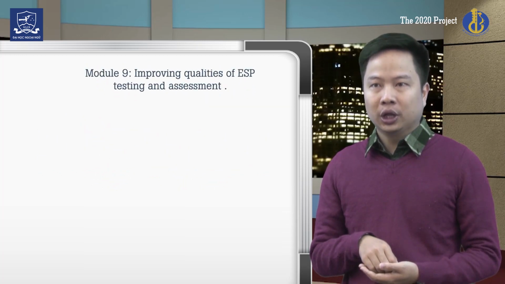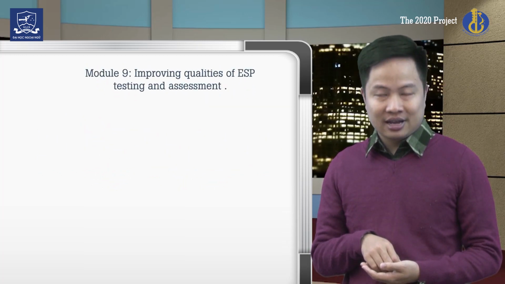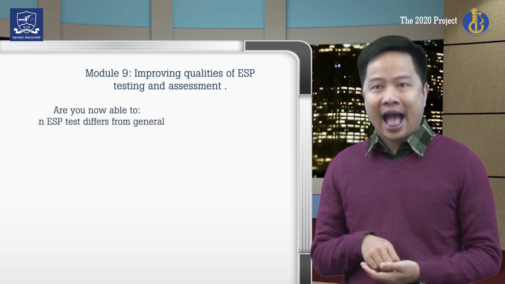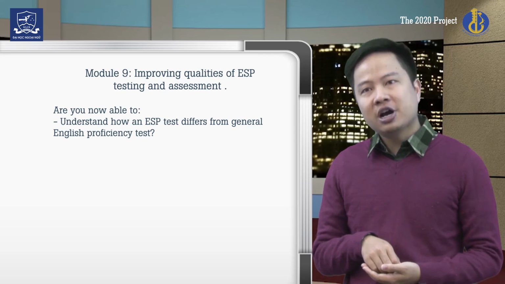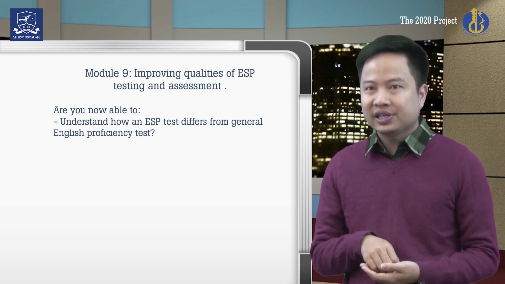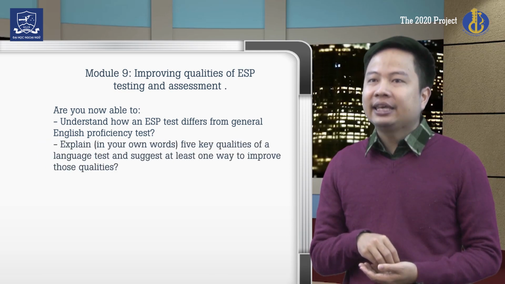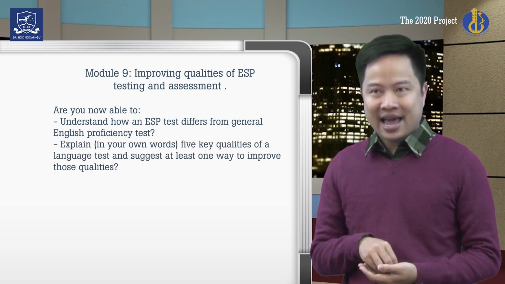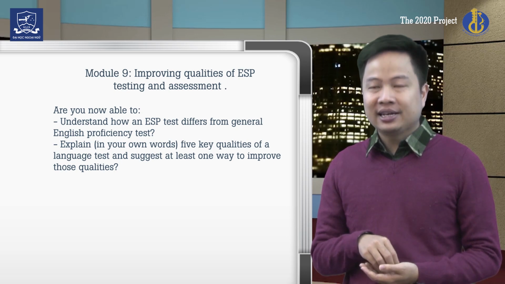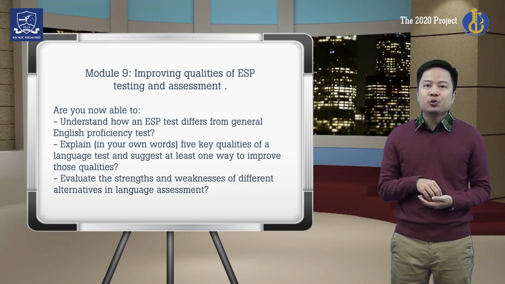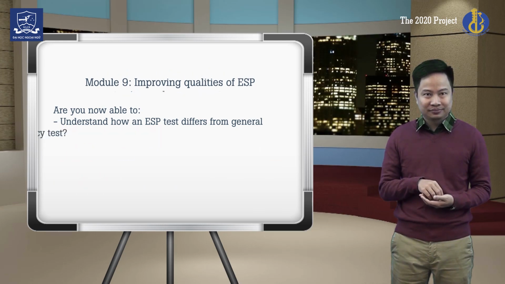In the next module, do you feel confident about the following competences? Understanding how an ESP test differs from the general English proficiency test. Explaining in your own words 5 key qualities of a language test, and suggesting at least one way to improve those qualities. Evaluating the strengths and the weaknesses of different alternatives in language assessment.